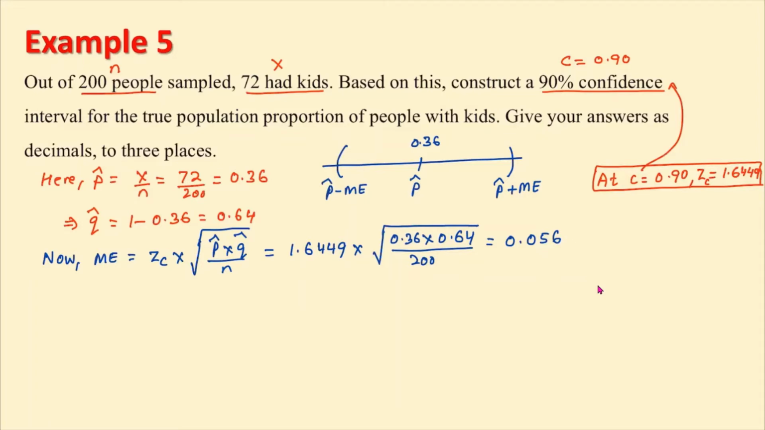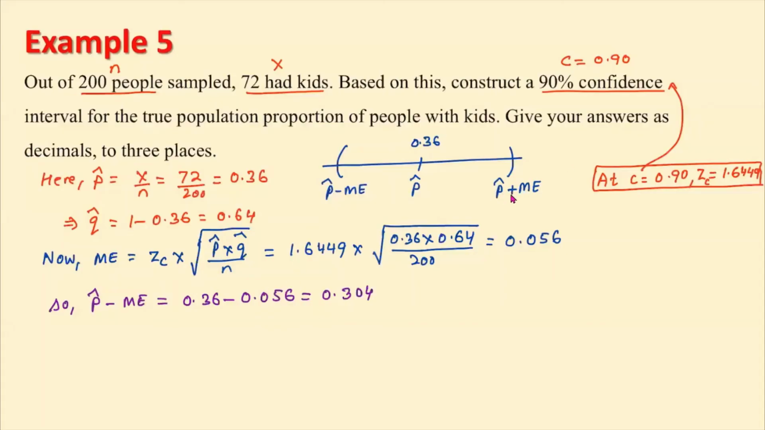Okay, once we have the point estimate in the middle and we know the margin of error, we can easily find the lower boundary and upper boundary for the interval. So the lower boundary, which is P hat minus margin of error, is equal to 0.36 minus 0.056. And if you subtract that, you should get 0.304. Make sure you check it.